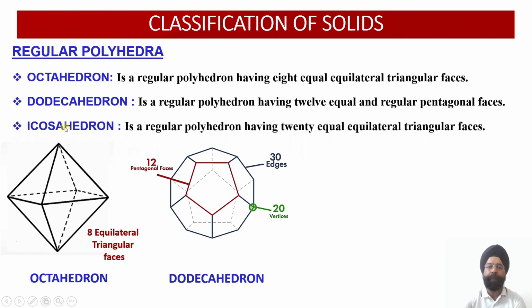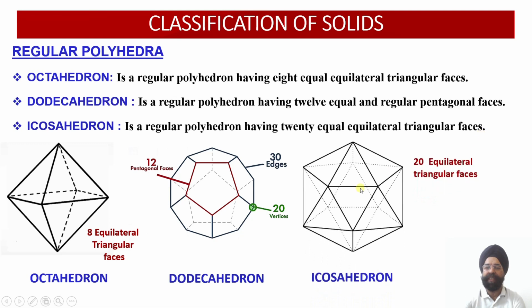Then the final example is the icosahedron. In case of the icosahedron, it is a regular polyhedron having 20 equal equilateral triangular faces. So once again, there are equilateral triangular faces, but this solid is bound by 20 equilateral triangular faces. So this solid is termed as icosahedron.